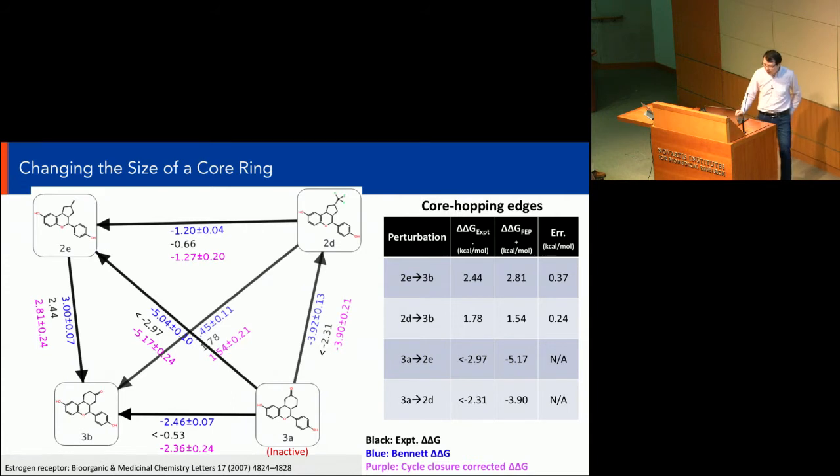We can also evaluate ring size change perturbations. For example, going from a five-member ring to a six-member ring. In this case, for ER alpha, expanding the ring decreased binding potency significantly, and we got that correct. And moving the carbonyl group around the six-member ring from here to here further decreased binding potency. Experimentally, this is an inactive compound, and all this is accurately predicted by FEP.